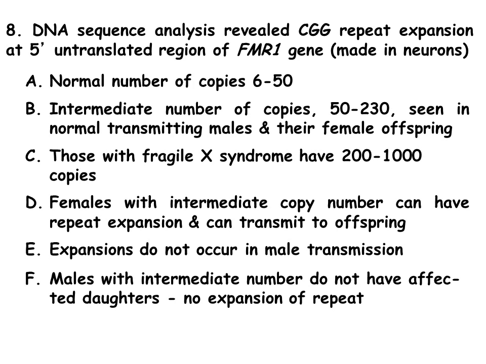And it turns out that males with intermediate numbers do not have affected daughters because for some reason there's no expansion of the repeat. But females with an intermediate copy can have repeat expansion and transmit it to the offspring. So we see expansions with the daughters, with the females, but not the males.